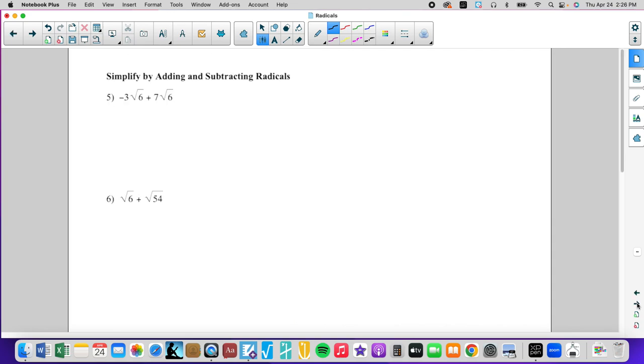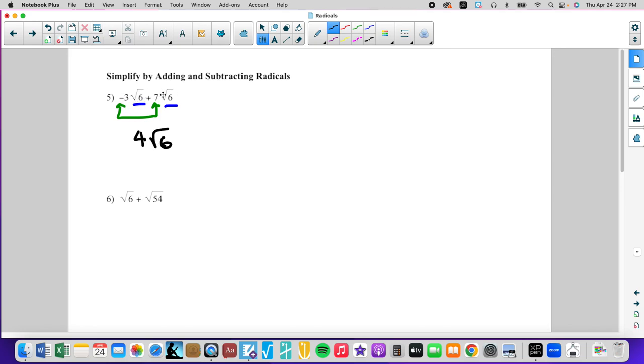All right, now we're going to go to adding and subtracting radicals. Adding and subtracting radicals, we can only add and subtract like terms. And like terms, when dealing with radicals, have the same radical. So negative 3 rad 6 plus 7 rad 6, if they are like terms, which they are, we are going to combine their coefficients. And so we are going to combine negative 3 and 7, which makes 4 rad 6.